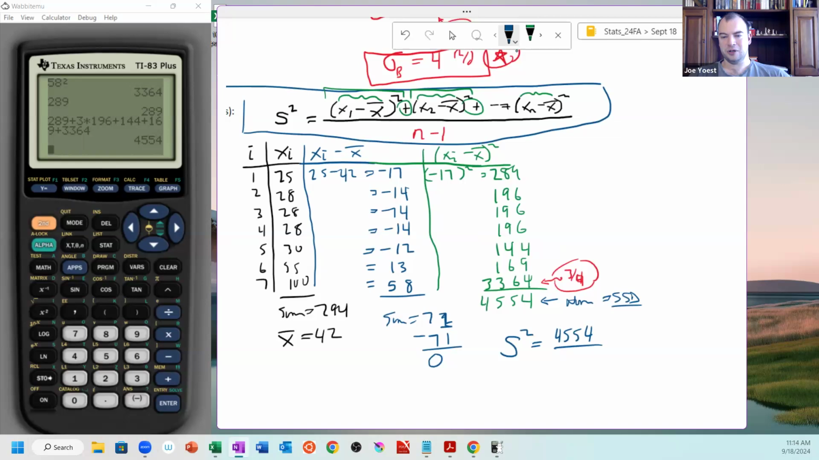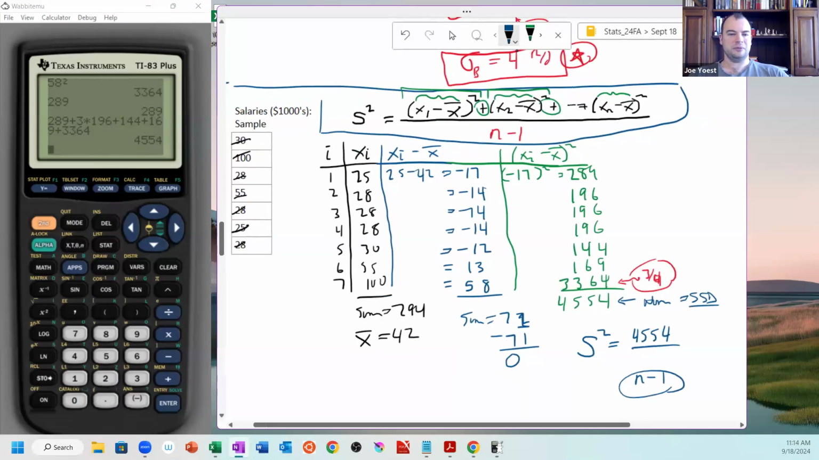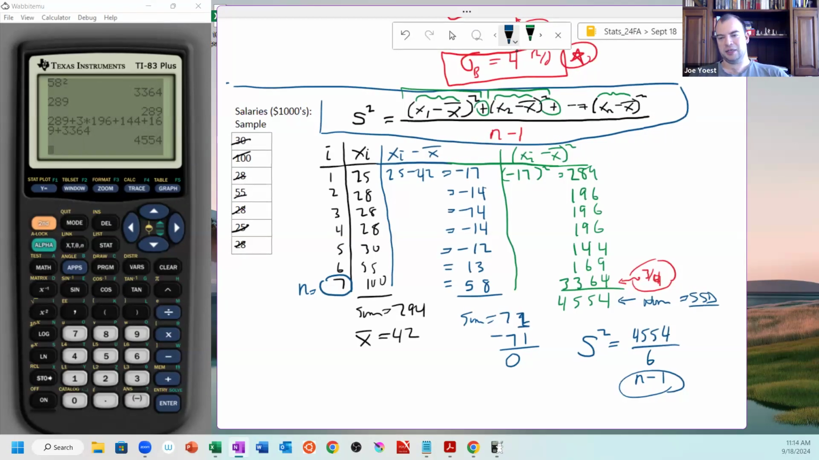4554. And then importantly, over n minus 1. When I write out my data points in this manner, I see that n is 7. I can figure out n right away just by listing the indices. And n minus 1 then is 6.